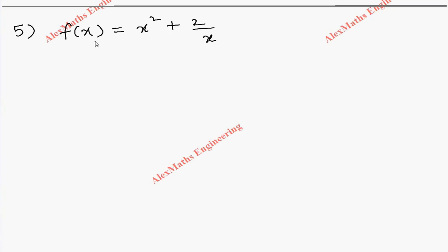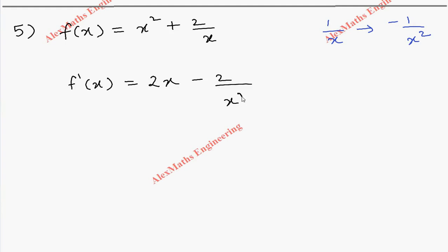Next problem, we have f of x is equal to x square plus 2 by x. First step, f dash of x, differentiation of x square is 2x and differentiation of 1 by x is minus 1 by x square. So we have 2 here, so it will become minus 2 by x square equal to 0. Now let's take LCM. LCM is x square. So the first step, we have to multiply this entire term with this. So we get 2x cube.